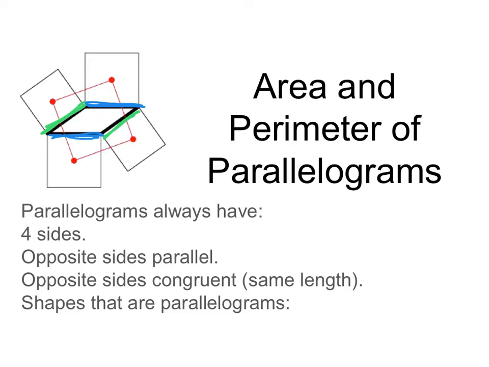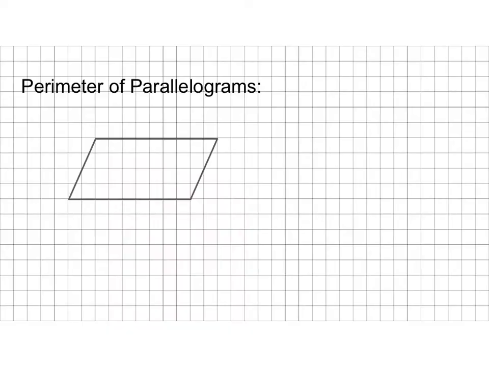And we know some shapes that we're more used to working with that are also actually types of parallelograms. Rectangles are always parallelograms, and squares are always parallelograms. So when we find the perimeter of a parallelogram, it's the same process that we do for rectangles or triangles or compound shapes. We just need to add up all the sides.